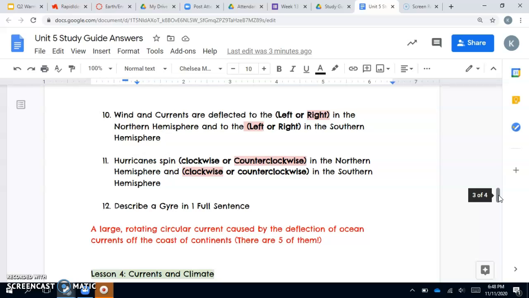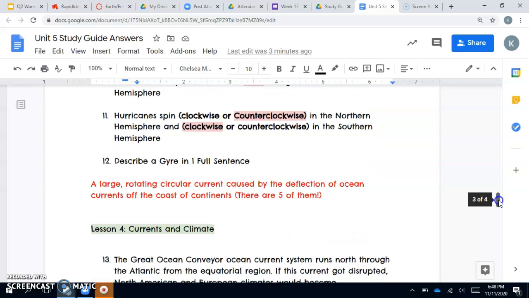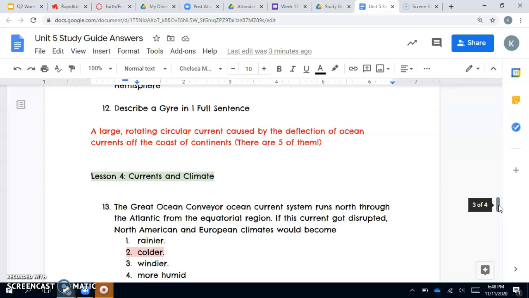So if we can remember that, we can remember the opposite for the northern hemisphere. And then 12 just asks you to describe a gyre in one full sentence. A gyre is just a large rotating circular current caused by the deflection of ocean currents off the coast of continents. And there are 5 major ones named after which hemisphere they're in, and then of course which ocean they are in.